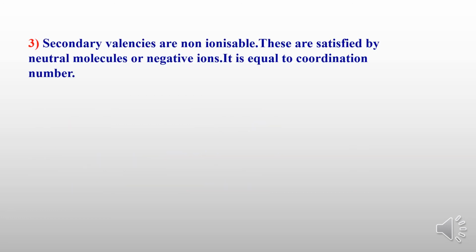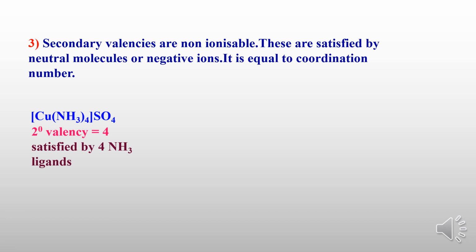Then go for the third postulate. Secondary valencies are non-ionizable. These are satisfied by neutral molecules or negative ions. It is equal to the coordination number. So we already know secondary valency is the coordination number. It is non-ionizable and satisfied by neutral and negative ions or ligands. Take the same example, cuprammonium sulfate. Here the secondary valency is 4. How does this 4 come? From ammonia. Ammonia is a neutral ligand.